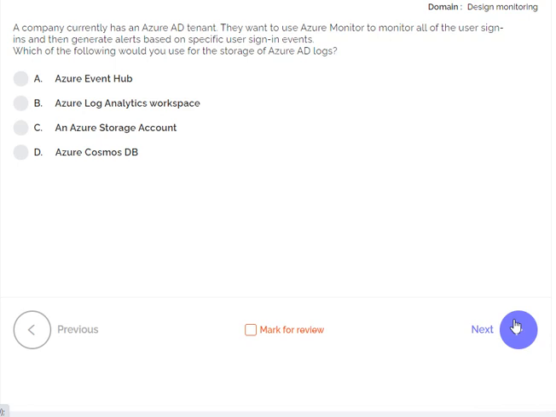Again, I am in doubt about this question. You may Google it, but let me choose. They want to use Azure Monitor to monitor all of the user sign-ins, and then generate alerts. Okay, Event Hub cannot generate alerts. Storage account cannot, Cosmos DB cannot, so the correct answer would be the Azure Log Analytics Workspace. Just go through Google and check what exactly Azure Log Analytics is. Log Analytics Workspace, and that will help you to study further.